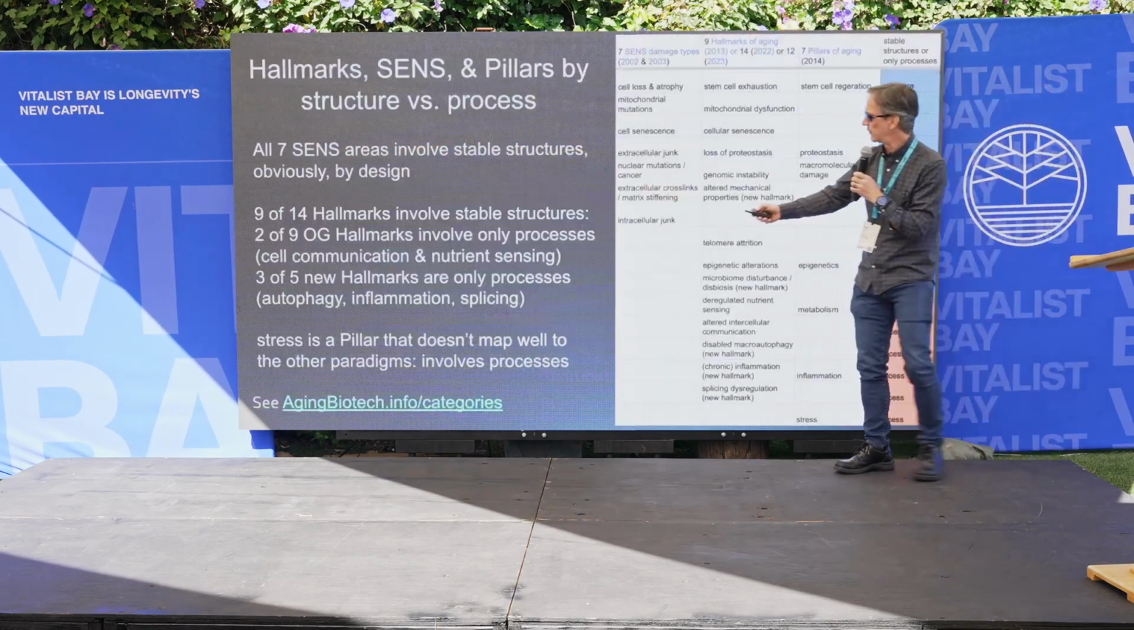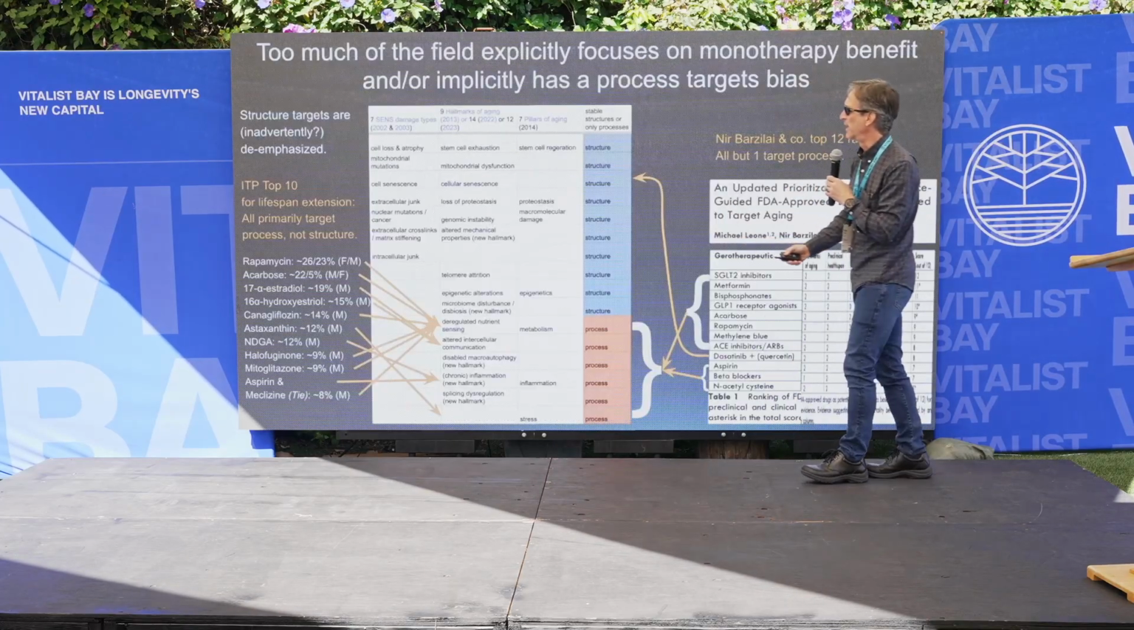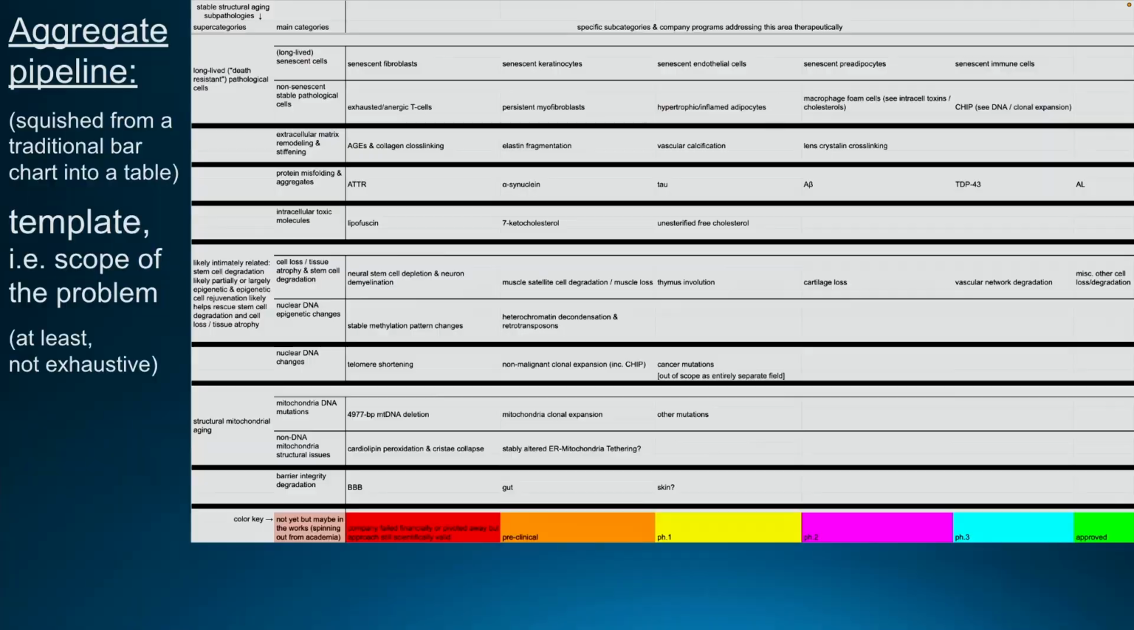So this is the high-level category, subcategory. Now let's drill down. What I want to look at now is the aggregate pipeline of what's actually happening in the biotech sector with respect to these different stable structural subpathologies. Normally, when you have a single company and you do a pipeline slide, you would have a list of targets, and then a bar chart with arrows or lines showing what clinical stage you were at, and maybe it would list the indication as well.